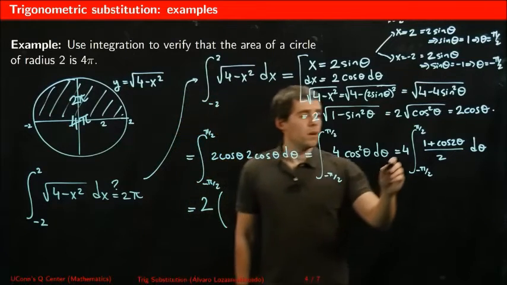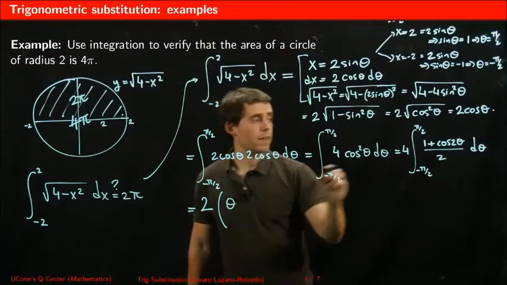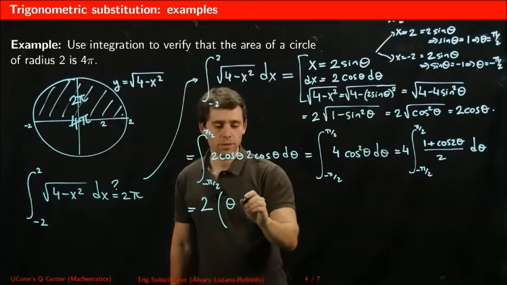And now the integral of 1 is theta. And the integral of cosine 2 theta is sine of 2 theta divided by 2.